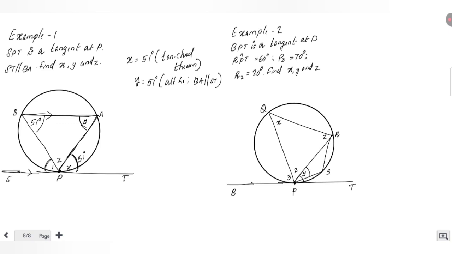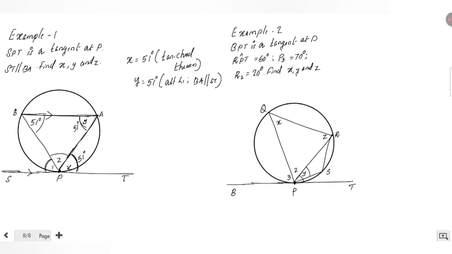So we have X and we have Y. Now we have to look for Z, isn't it? The Y value is also 51 degrees. So how do you find the value of Z? We can find Z because in a triangle, the other two angles are available. Both of them are the same, which means that triangle is an isosceles triangle.